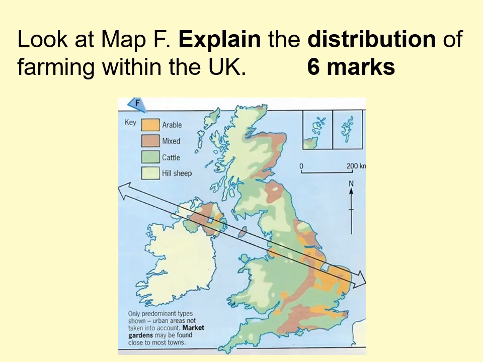Okay, so we're now going to think about a typical explain question for the farming topic. So the question is, look at map F, explain the distribution of farming in the UK. And usually in National 5, explain questions are worth more marks than describe questions. So this question is worth 6 marks.